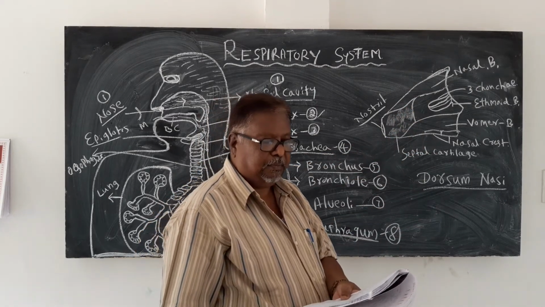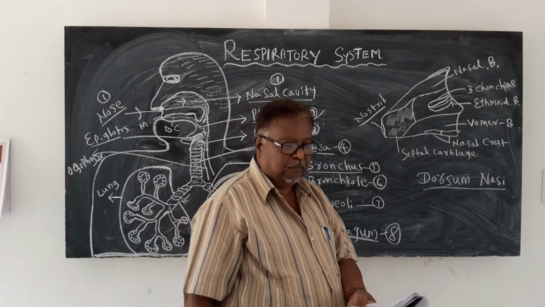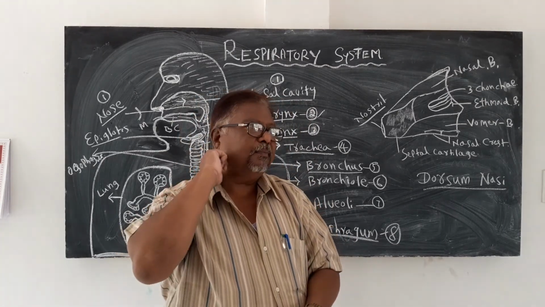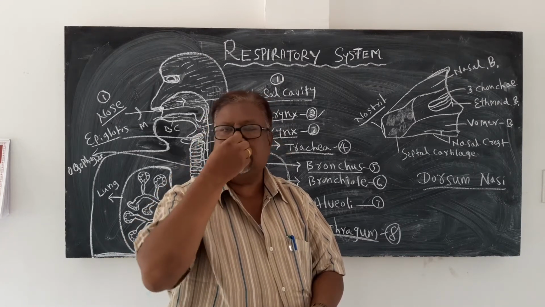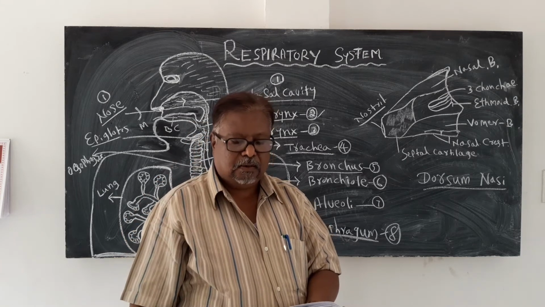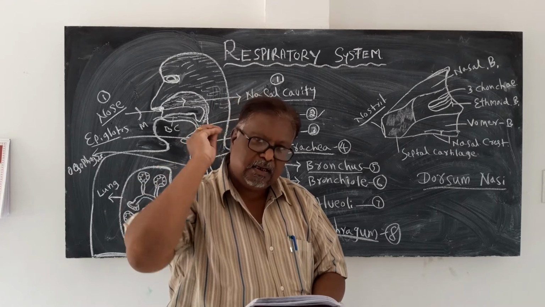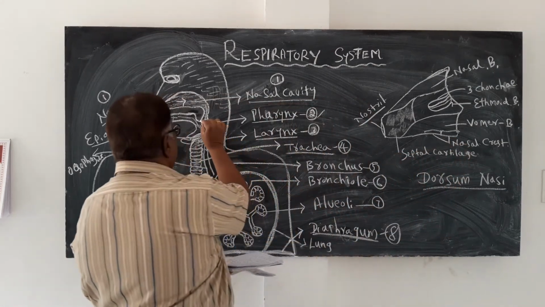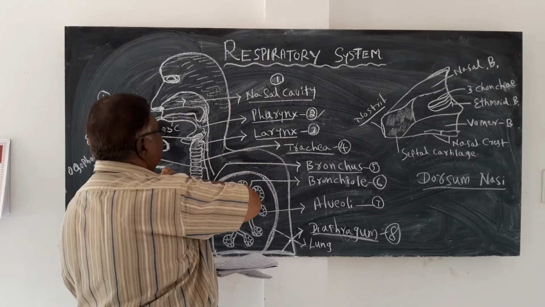Pyramidal in shape, it extends from the anterior nares or nostrils up to the posterior nares or posterior aperture. Here the posterior apertures will be there inside. So this cavity, the complete nasal cavity from here up till here, has the external nares and the internal nares. Here the internal nares will be there. The air passes from here.